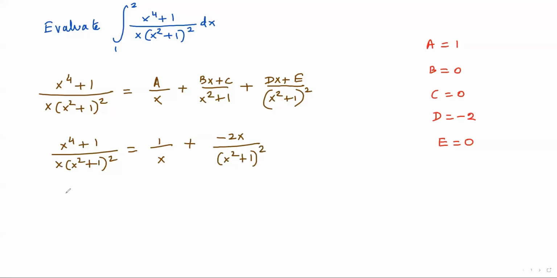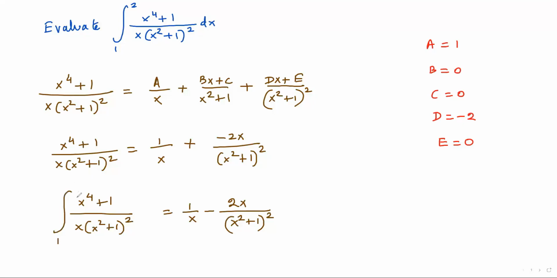to the second power. So in the next step, it will be x to the fourth power plus 1 over x times (x square plus 1) whole to the second power is equal to 1 over x, and plus times negative become negative 2x over (x square plus 1) whole to the second power. Okay, now what we can do is we can take the given integral on both sides, that is integral 1 to 2 dx.